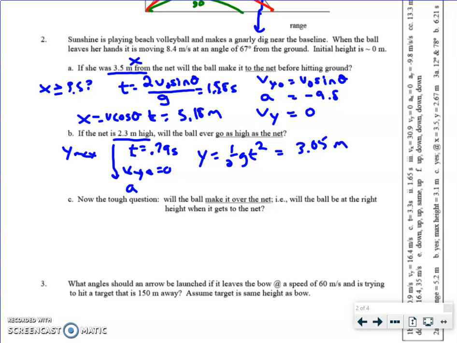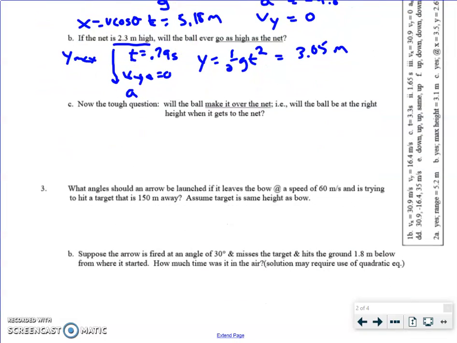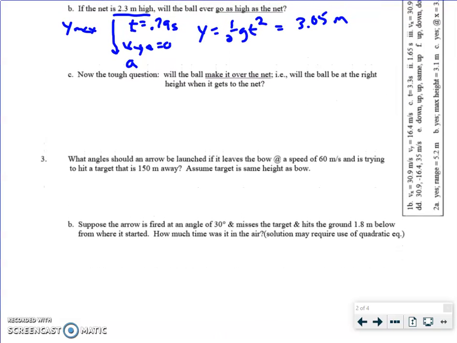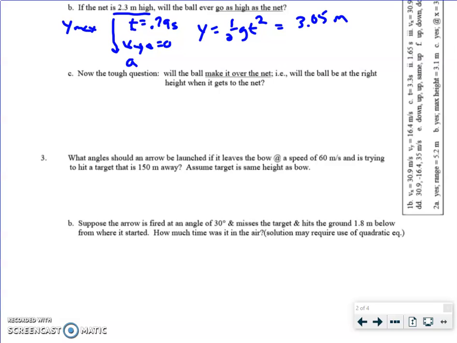Now, ultimately, the tough question. This is where we'll finish up. Will it be higher than 2.5 when it gets to the net? That's where I was saying, is y greater than or equal to 2.3, the height of the net, at 3.5 meters? That's where the distance is. That's our question mark.